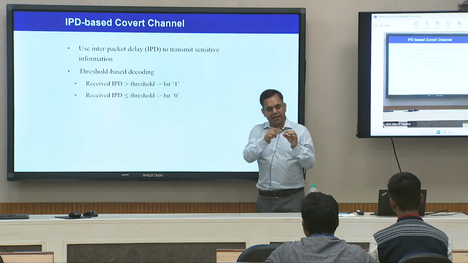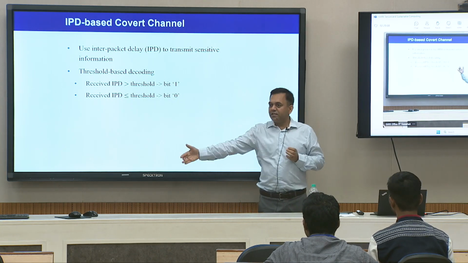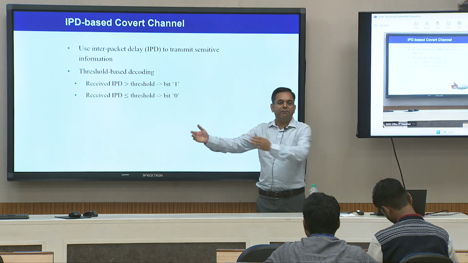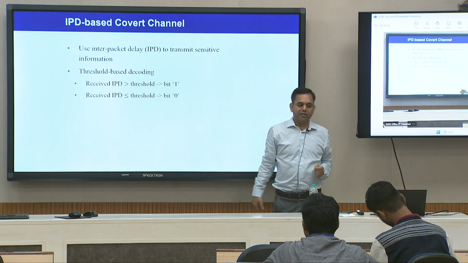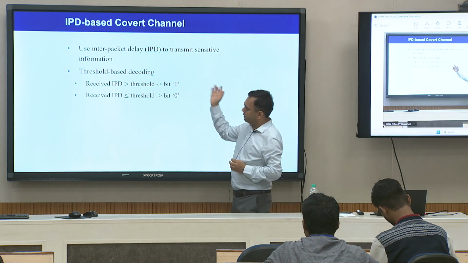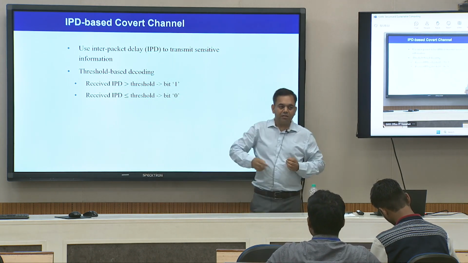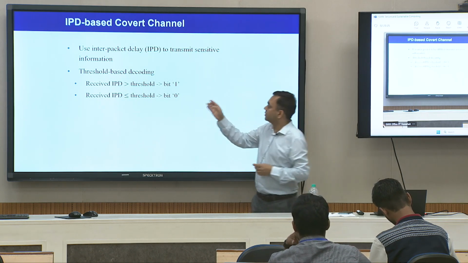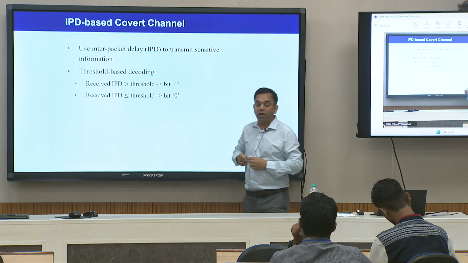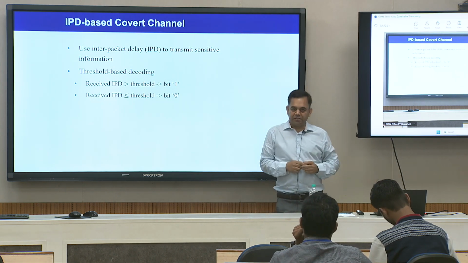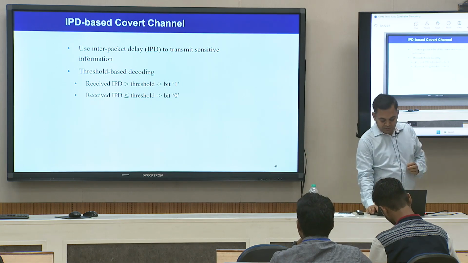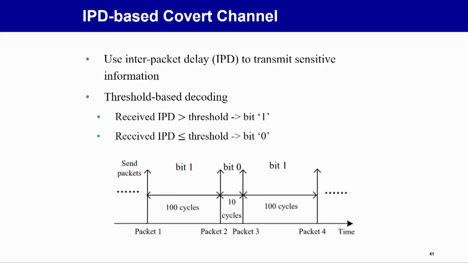You send a packet from one place to another. When it is received, you look at how much is the delay between the first packet, second packet, third packet, fourth packet. We keep transmitting, and then you calculate: if your received inter-packet delay is greater than some threshold, you can say it's bit 1, but if it is less than the threshold, it's bit 0. Maybe it's not very clear, so let me try to show you with this example. Here you can see packets being sent. Packet 1 is received here, and packet 2 is received after 100 cycles.